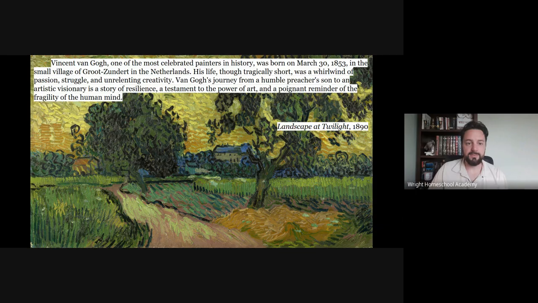So Vincent van Gogh, one of the most, and by the way, his name would have been pronounced Van Gogh in his own language, but for us English speakers out there who don't want to hack up a lung every time we're saying his name, it's perfectly acceptable to pronounce it Vincent van Gogh. So he was one of the most celebrated painters in history, born on March 30th, 1853, in the small village of Groot Zundert in the Netherlands. His life, though tragically short, was a whirlwind of passion, struggle, and unrelenting creativity.